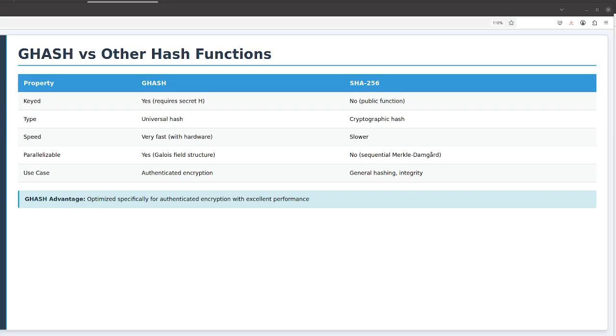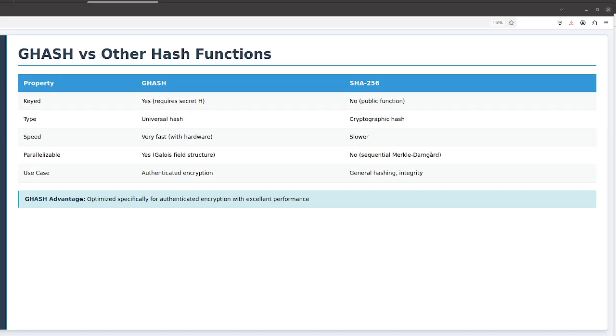Second, GHASH is a universal hash function, which is a special class of hash function with specific mathematical properties. Universal hash functions guarantee that for random keys, the collision probability is low. This is weaker than cryptographic hashes, which must resist collision attacks even when the attacker chooses the inputs carefully. But for authentication, the universal hash property combined with a secret key is sufficient.